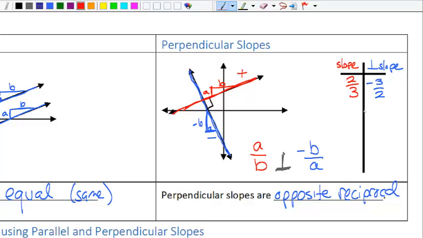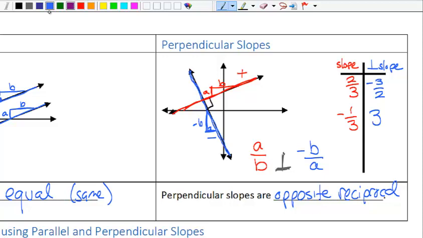Okay, well what if I give you a slope of negative 1/3? What is the opposite reciprocal to negative 1/3? It would be top to bottom, bottom to top. So that's positive 3 over 1. But no one really writes over 1, do they? They just really write positive 3.